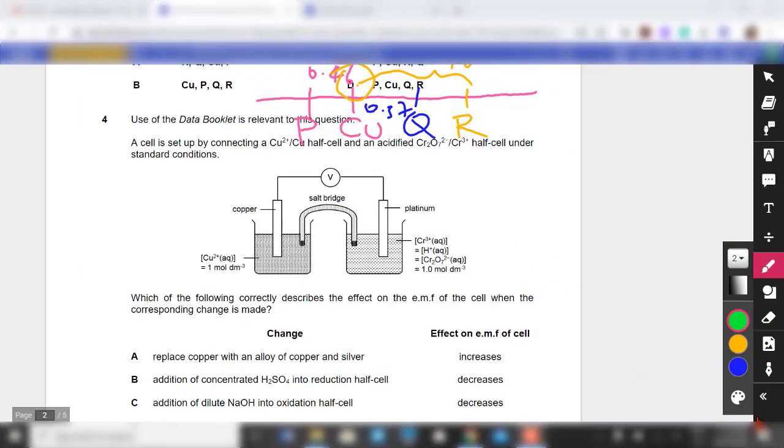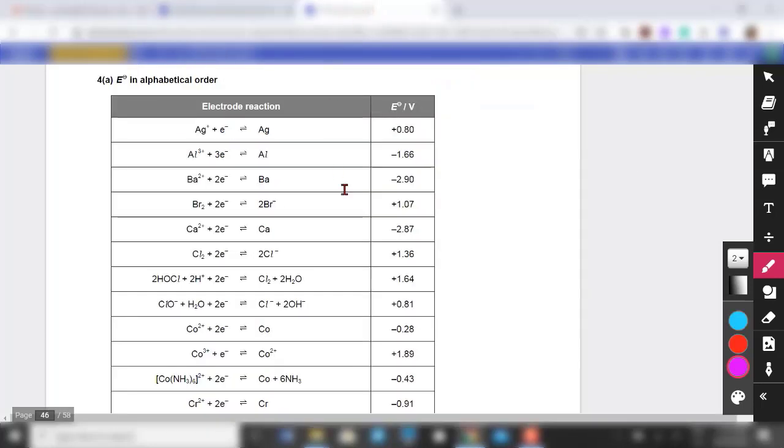Question 4 is next that we are going to go through. Okay, so you have this particular setup with a copper 2, copper half cell on the left, and a chromium 6 dichromate, chromium 3 half cell on the right. Okay, so if you just do a quick look at this particular system, if you want, you can take a look at the data booklets.